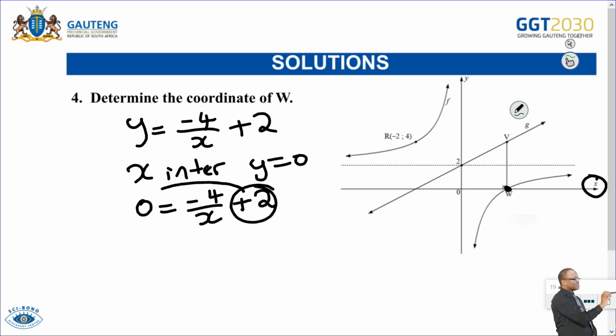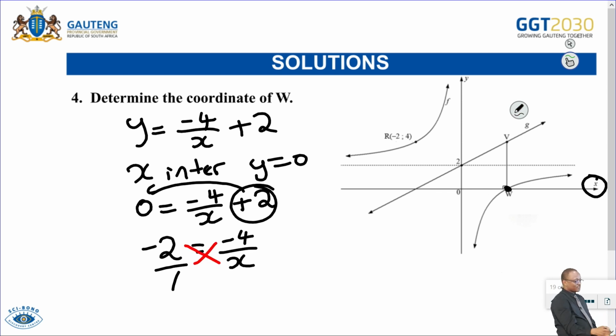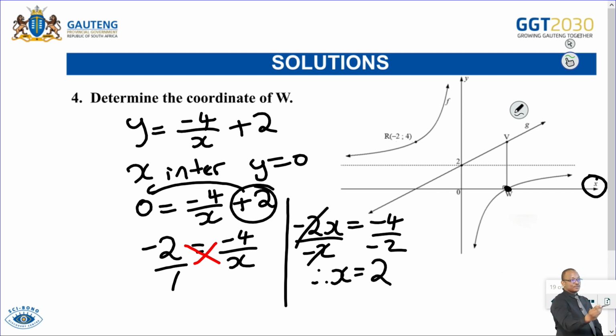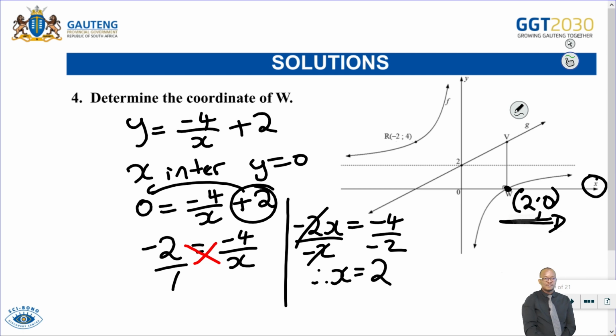As we transpose, we're going to have negative 2 is equal to negative 4 over x. So now you will cross multiply. When you cross multiply, negative 2x is equal to negative 4. So you divide both sides by negative 2. Therefore, x is going to be 2. So W is (2, 0). That's how you get the coordinate of W.